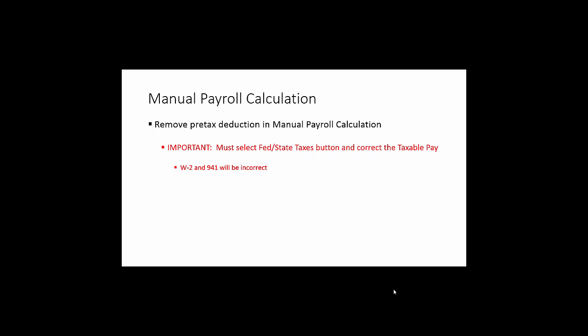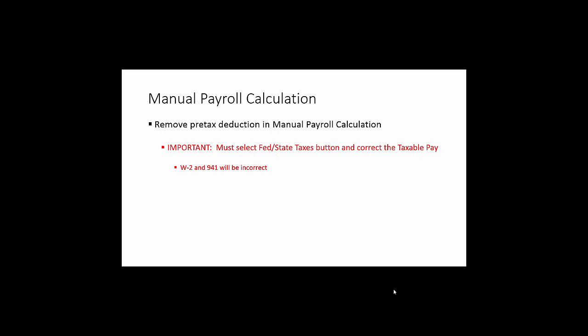And this one is an important one. If you go into manual payroll calculation on your bonus checks and you remove any of the pre-tax deductions, so you've gone into manual payroll calculation, you click on the deduction button and you remove any deduction that is a pre-tax deduction, it's imperative that you click on that Fed State Taxes button and correct the taxable pay. Because remember, if they were getting $1,000 gross and there was a pre-tax deduction that reduced the taxable pay by $100 to $900, if you go into manual payroll calculation and you inactivate that pre-tax deduction, that means their taxable pay should be $1,000, not $900. Because you are in manual payroll calculation, you must manually correct that taxable pay.